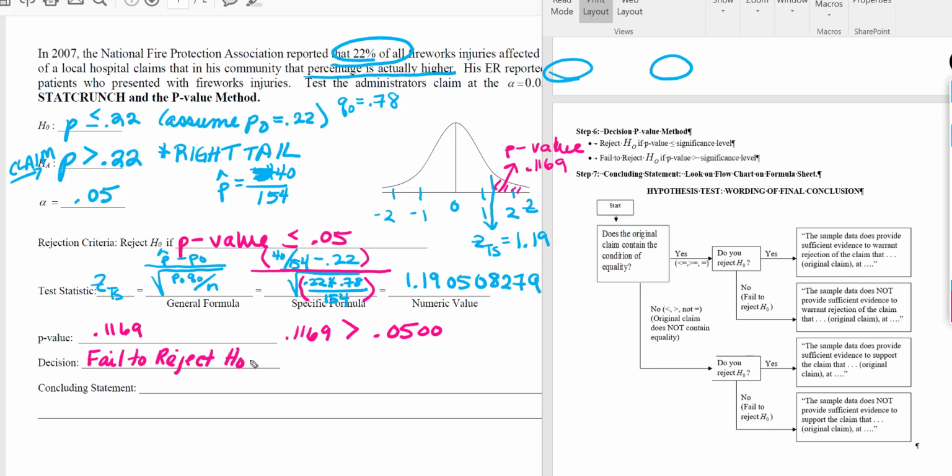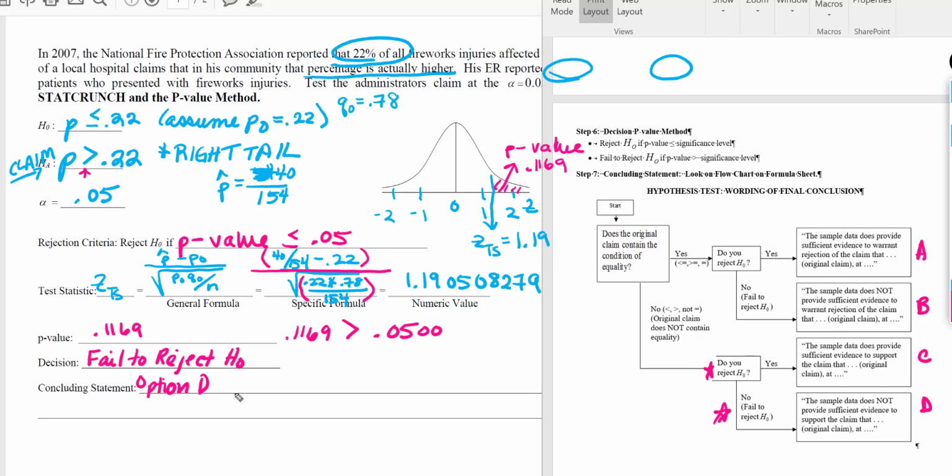Now our concluding statement. Remember that this concluding statement diagram will be on your formula sheet for the test. So we have different options, A, B, C, and D. I'm going to go ahead and write them over here. A, B, C, and D. And it says, does the original claim contain the condition of equality? Remember, our original claim was greater than. It did not contain equality, so the answer would be no. We go down here. Do we reject the null hypothesis? Okay. And the answer is no, we failed to reject the null hypothesis. So that means we're going to use option D.